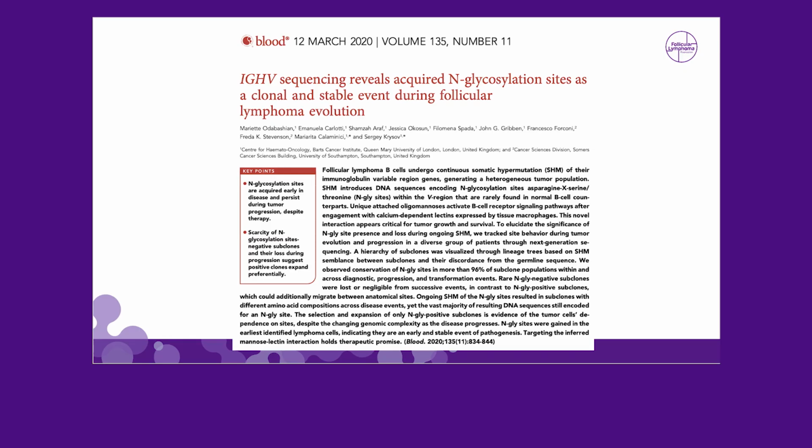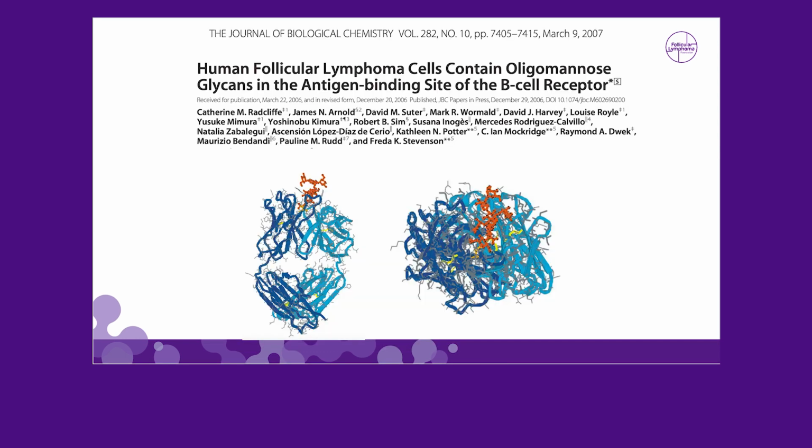And in the last few years, we learned why this is so important. It turned out that due to the somatic hypermutation, there is an introduction in the variable region of the genes of a consensus sequence that results in N-glycosylation, the addition of oligomannose glycans, short sugar moieties, marked here in red, that are expressed at the variable region of the surface immunoglobulin genes.